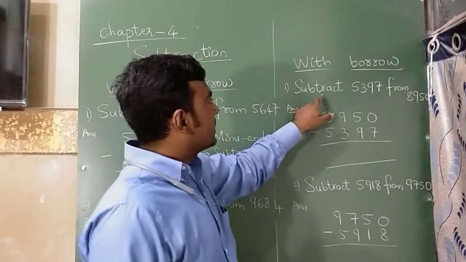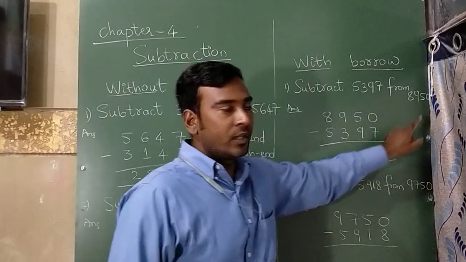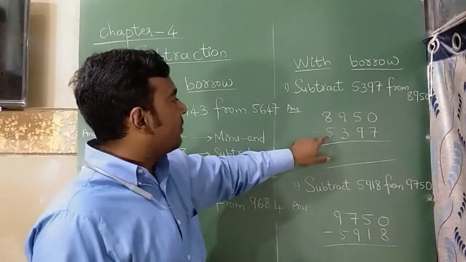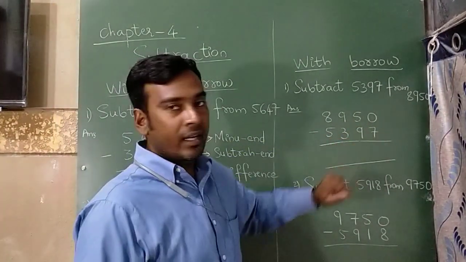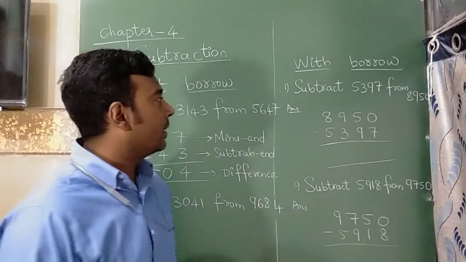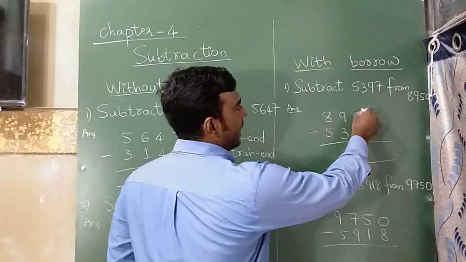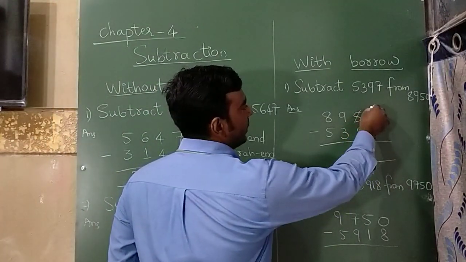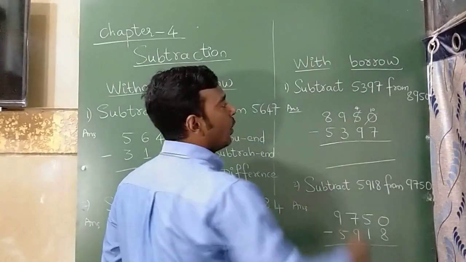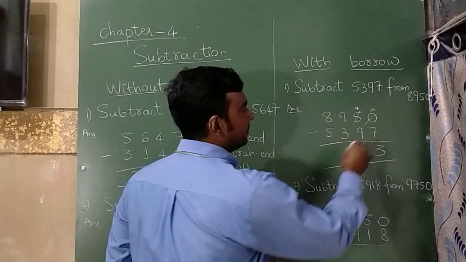First sum is subtract 5397 from 8950. So here 8950 I have written, minus 5397. Now 0 minus 7, it cannot be subtracted. So what I am going to do is I am going to take borrow. So if I take borrow from here, so this will become 10. Now 5 will become 4. Fine. Now 10 minus 7 is 3.